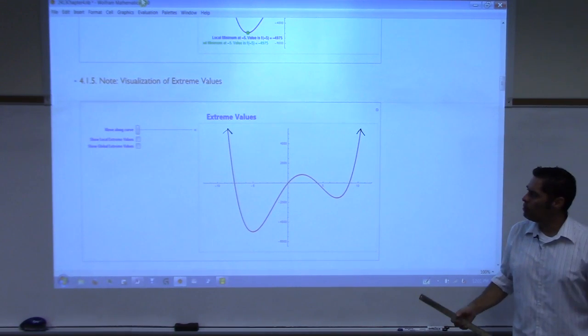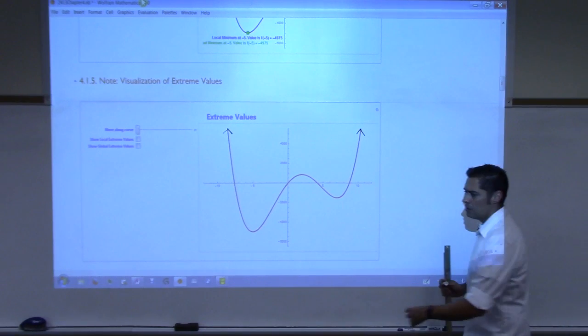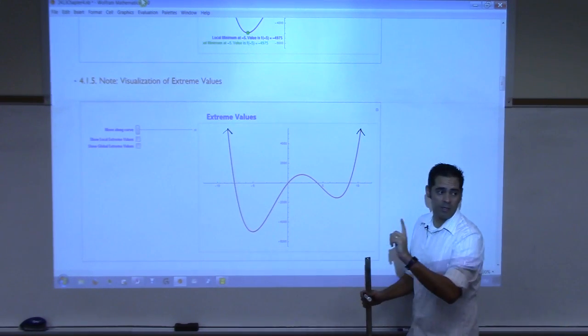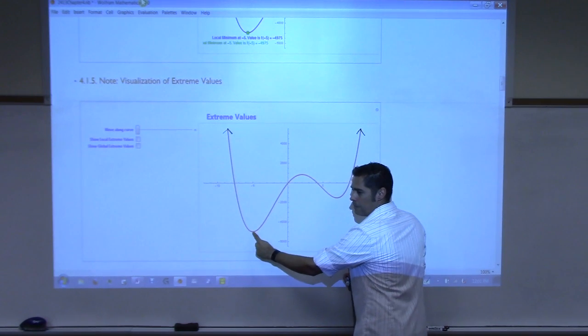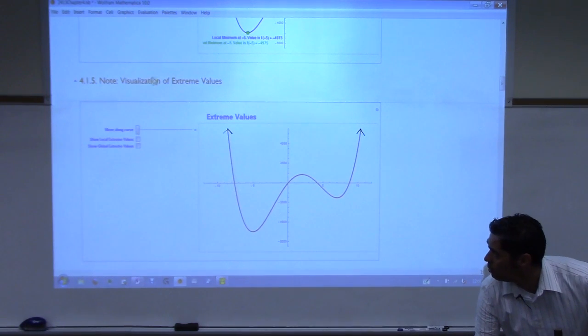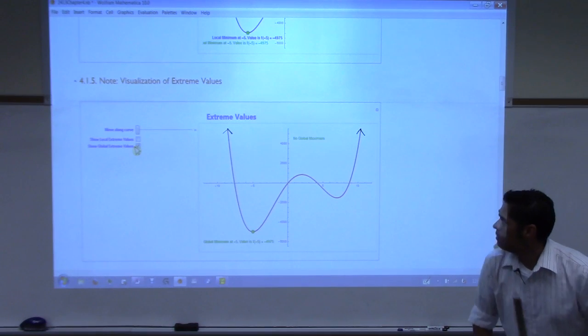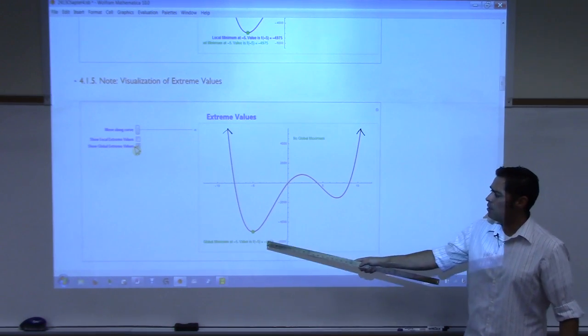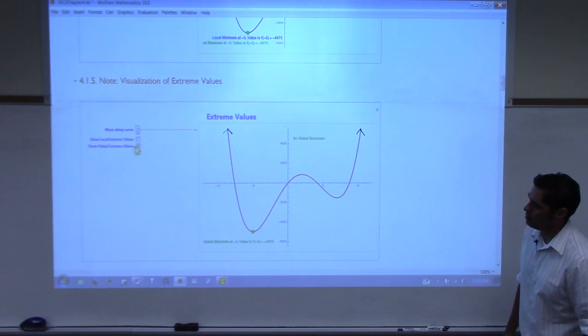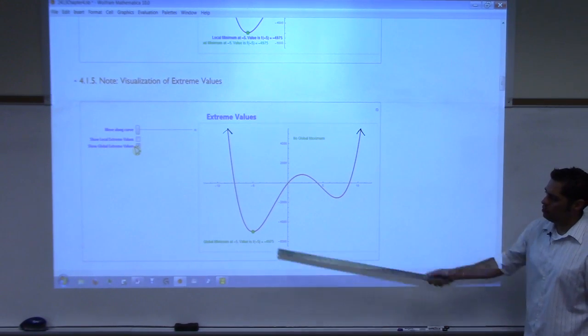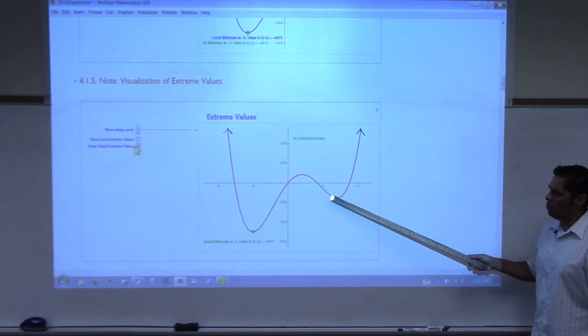Okay? How about a global minimum? Yes. Right here. You can only have one. Global minimum would be this one. So if I put the global information in here, we have no global maximum. We have a global minimum right there. How about locals? Two local minimums, one local maximum.